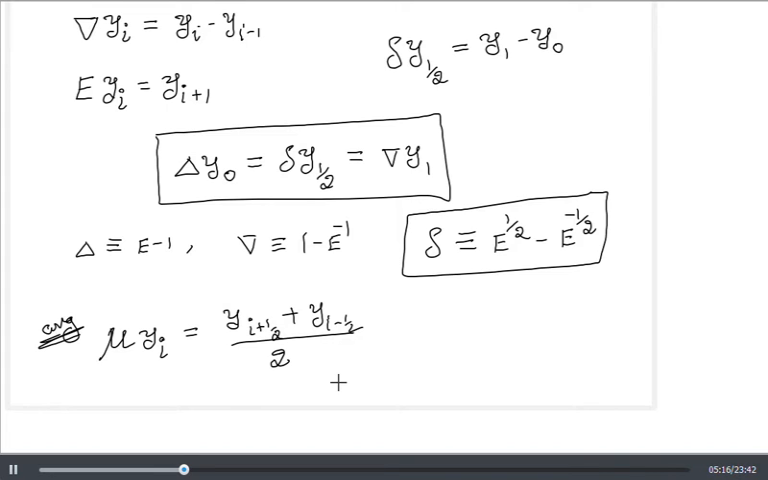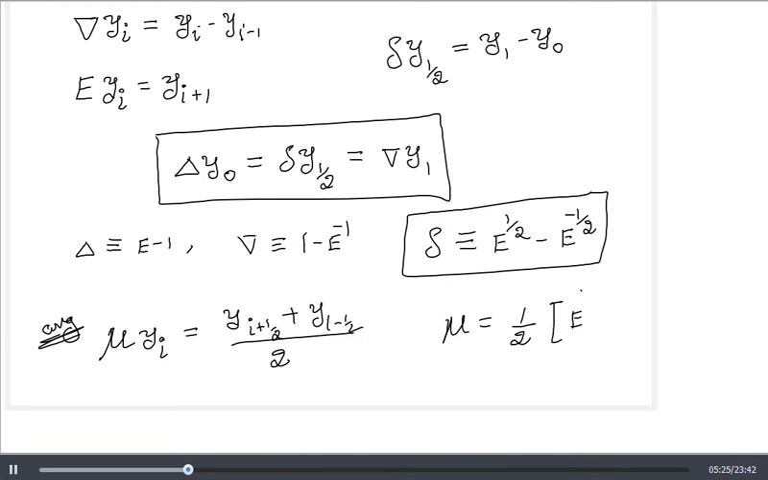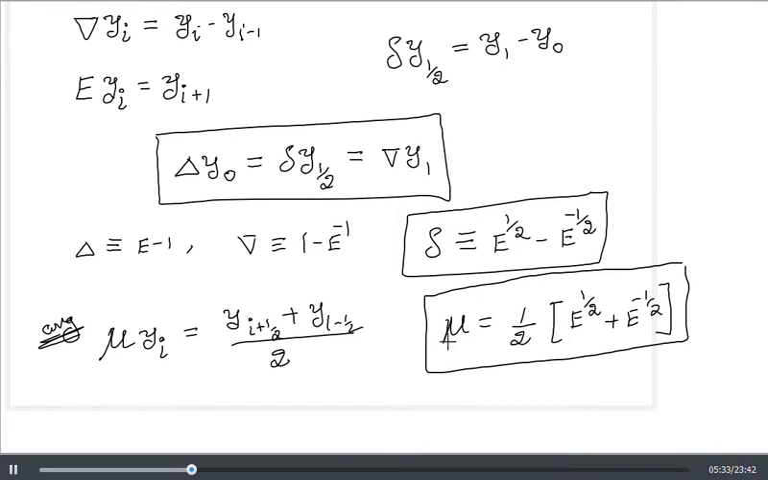If you express it in terms of the shifting operator, it is easy to identify that mu equals 1 by 2 into E power 1 by 2 plus E power minus 1 by 2. So this is the relation between the average operator and the shifting operator, whereas the relation between the central difference operator and the shifting operator is this.